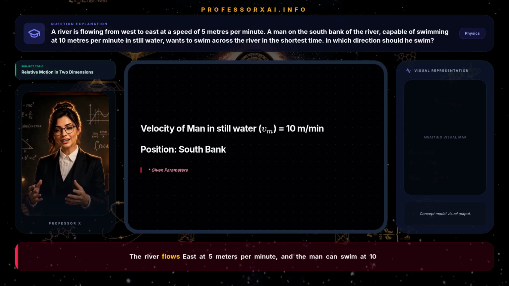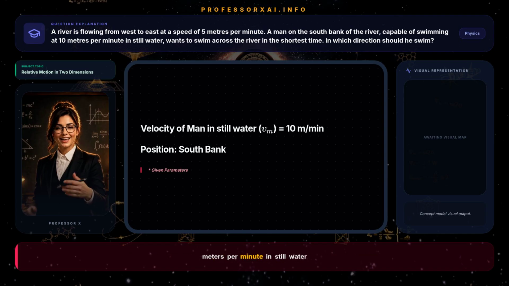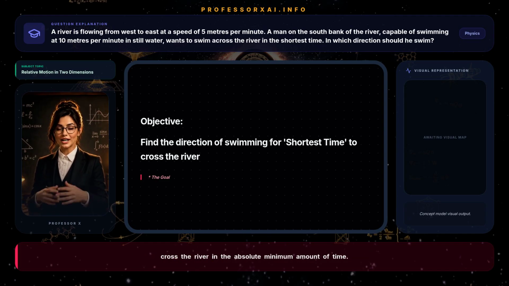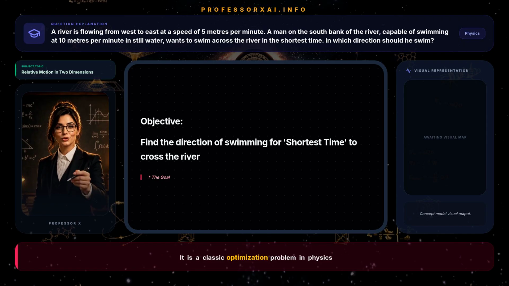The river flows fast at 5 meters per minute, and the man can swim at 10 meters per minute in still water. Your main goal is to determine the specific direction the man must head to cross the river in the absolute minimum amount of time. It is a classic optimization problem in physics.